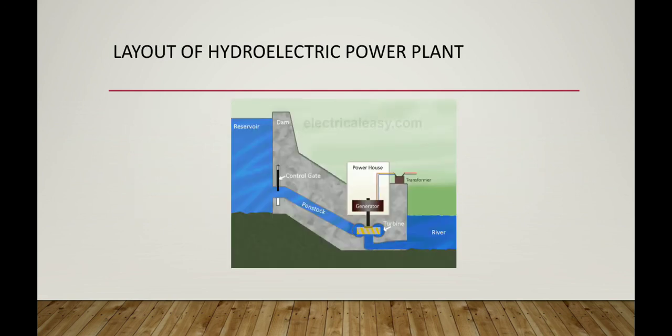In the next slide is the layout of the hydroelectric power plant. It shows the general arrangement of the plant: the reservoir, dam, control gate, penstock, powerhouse, turbine, the major part of the plant, the generator, which is also important, and the transformers. So this is the general layout of the hydroelectric power plant.